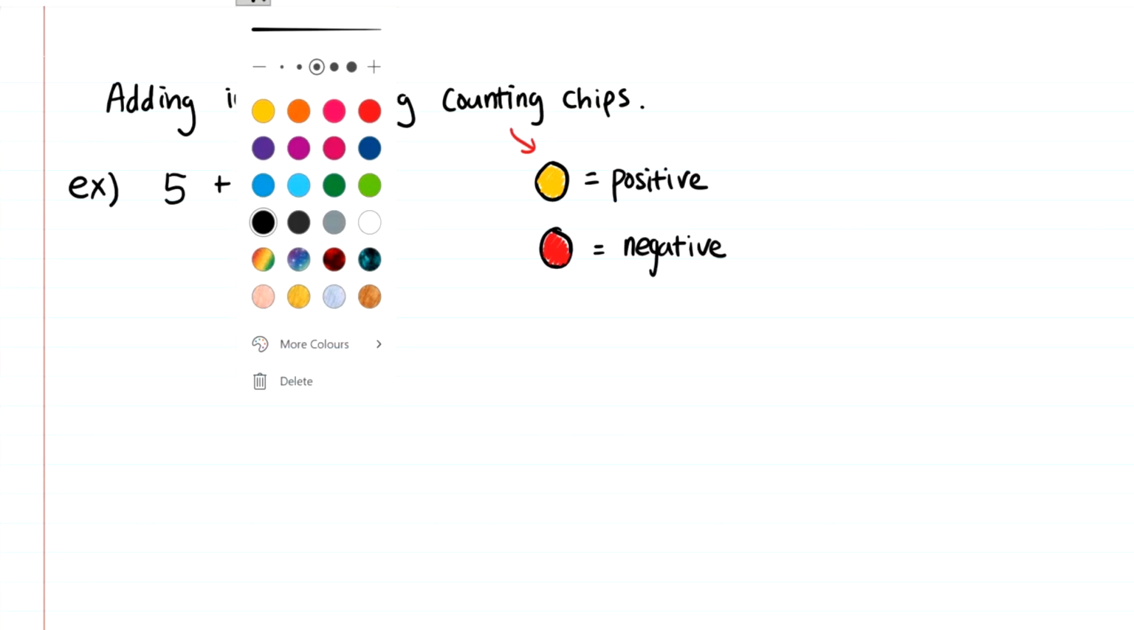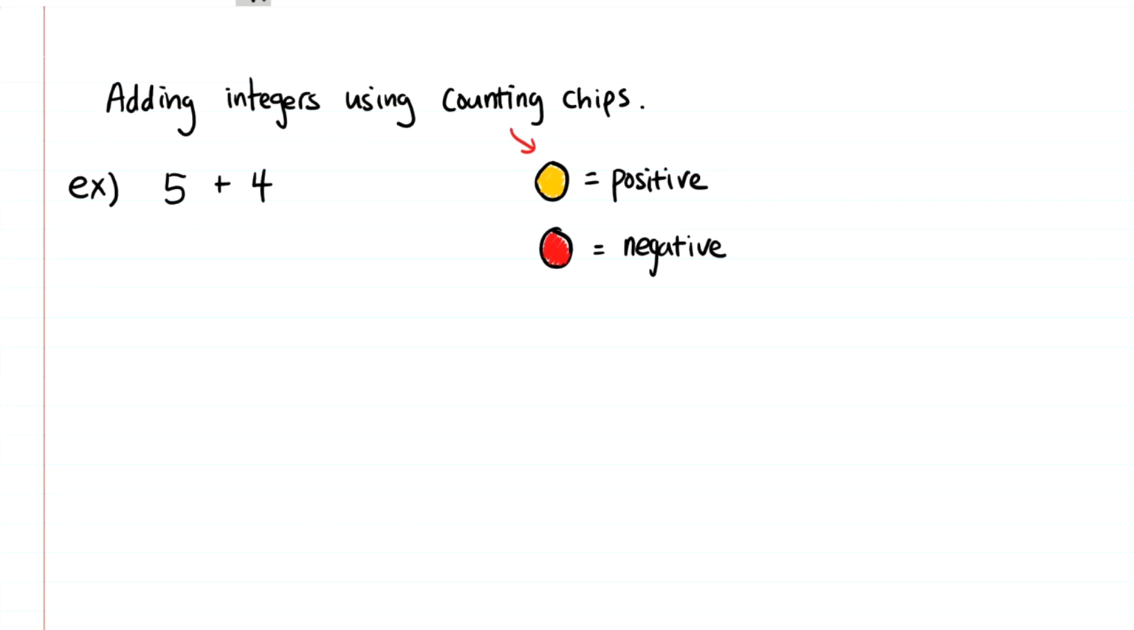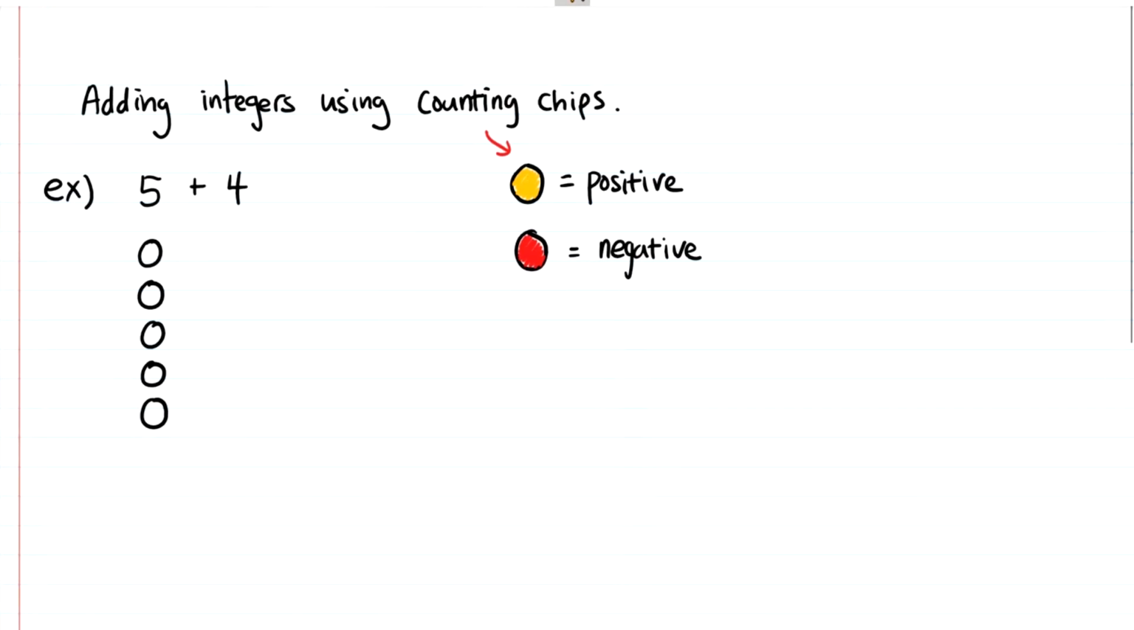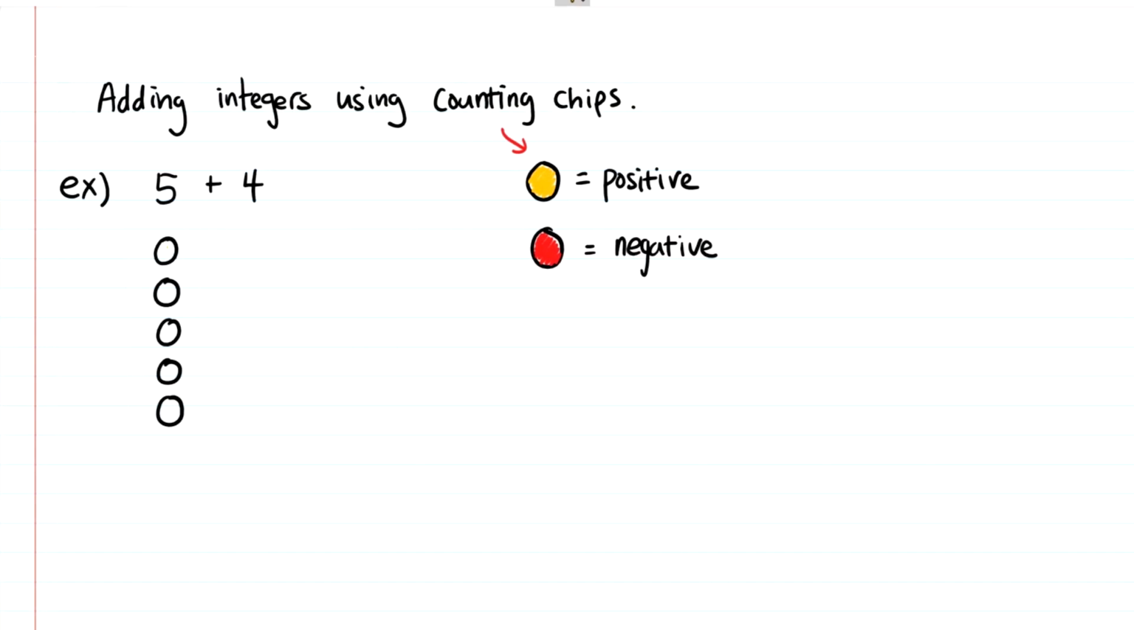The 5 and 4 are both positive, so we're going to use the yellow chips. We need 5 chips, so I'm going to add them like this, making sure they're in yellow. Adding means putting in, so we're going to add 4 more yellow chips: 1, 2, 3, 4.